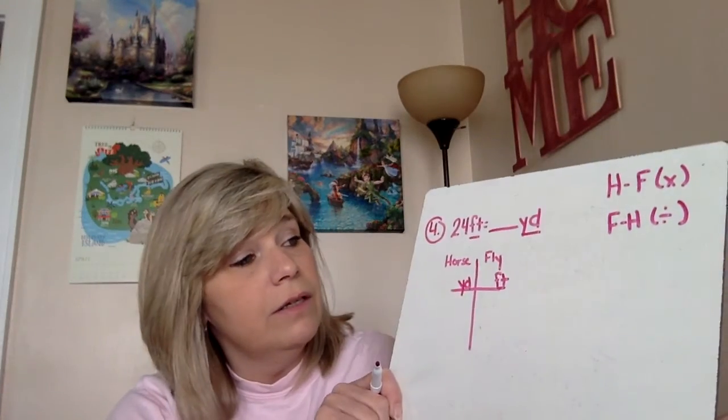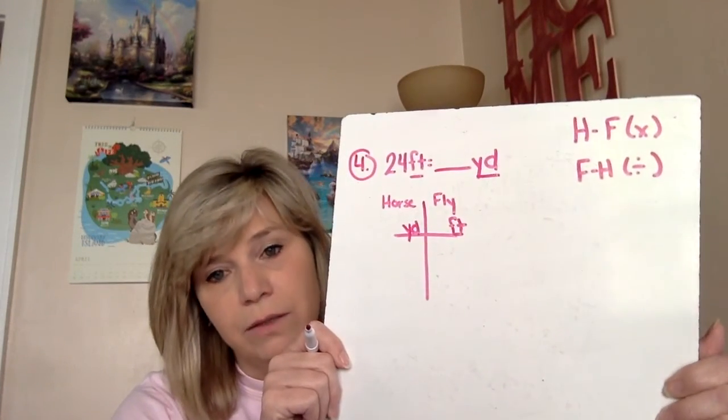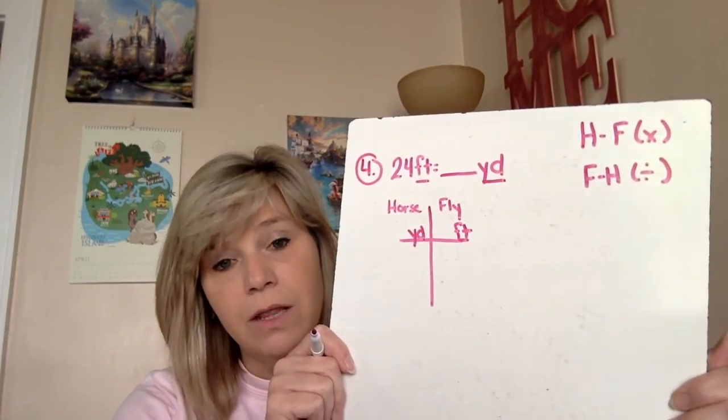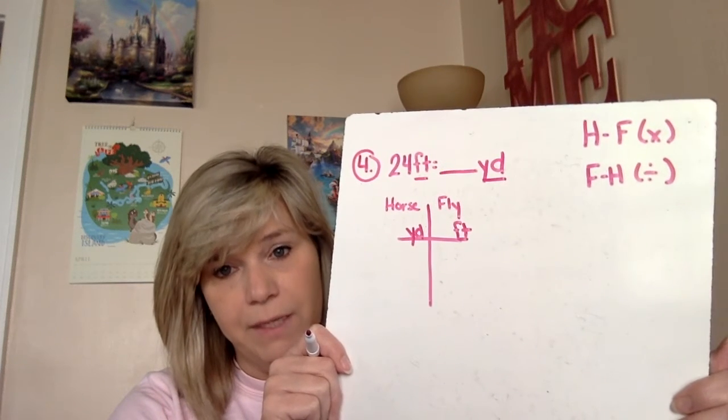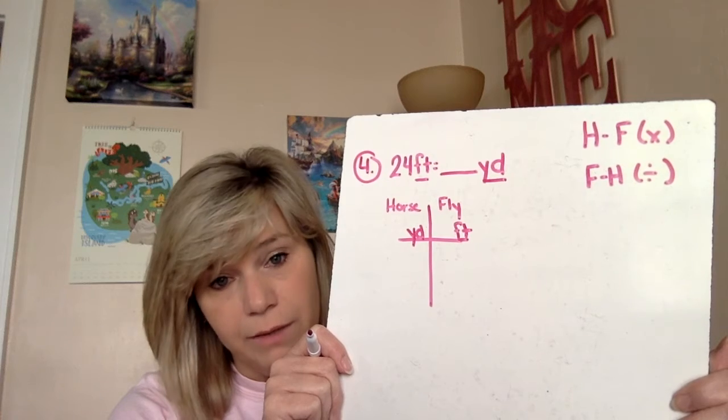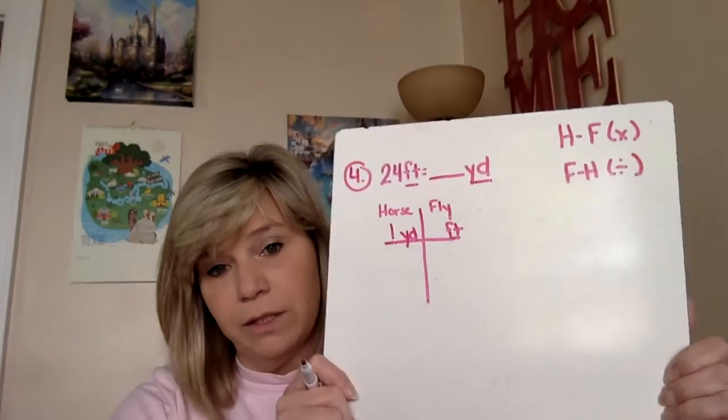And if you remember, when you're converting yards and feet, this is how it should always look. Yard is first, feet is second. The biggest one is your yard, he's the horse. The smallest one is your foot, he's the fly, because it takes more feet to make up a yard. So the horse always has one something. 1 yard, 1 mile, 1 foot when we're going to inches. So this time it has 1 yard.